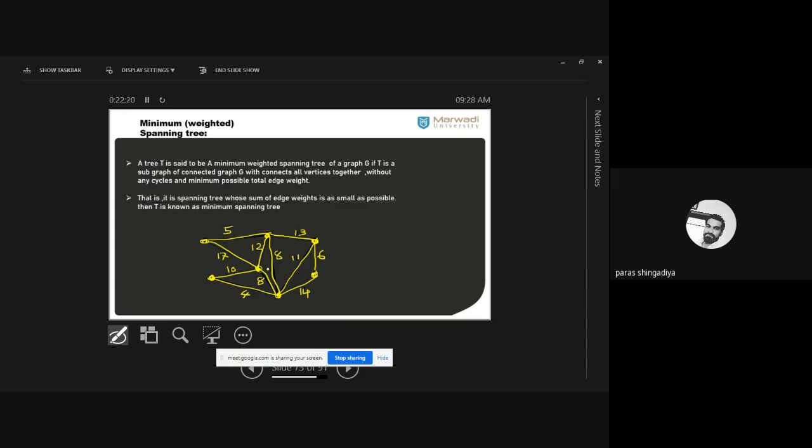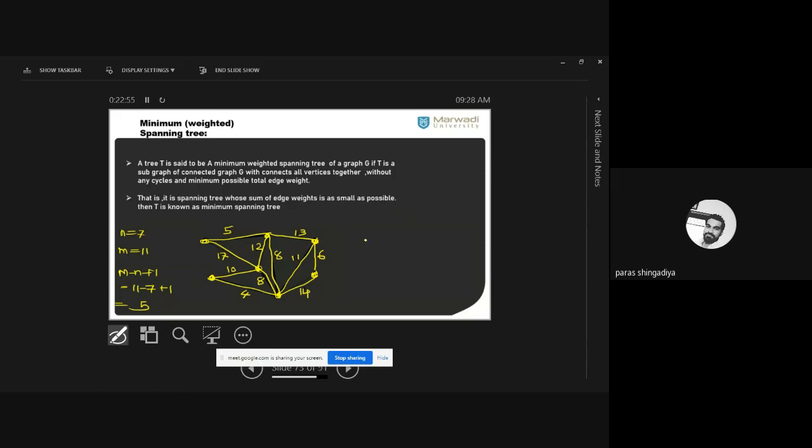Number of vertices: 7. So n is equal to 7 and the number of edges is 4, 5, 6, 7, 8, 9, 10, 11. 11 is correct. Okay, so m minus n plus 1 is equal to 11 minus 7 plus 1. And what is the answer? 5. So what is the meaning of the 5? You have to delete 5 edges. Okay, you have to remove 5 edges, but not just any. Let's consider which edges you have to consider.